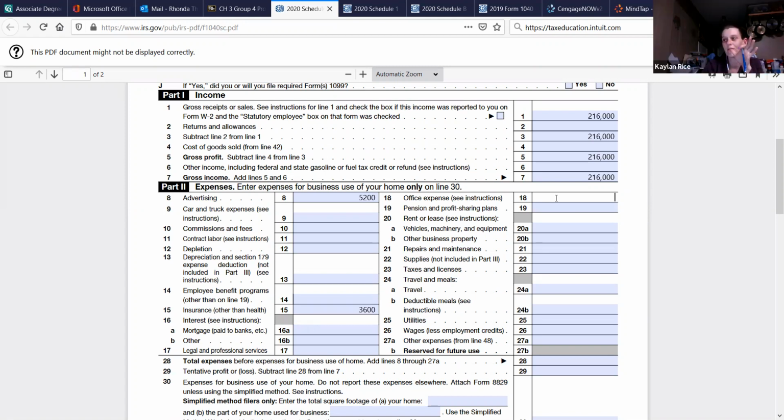But we have a supplies line also on line 22. Yeah, okay, you have one on 22, supplies. Okay, well, it could go either place. That's what I would say.